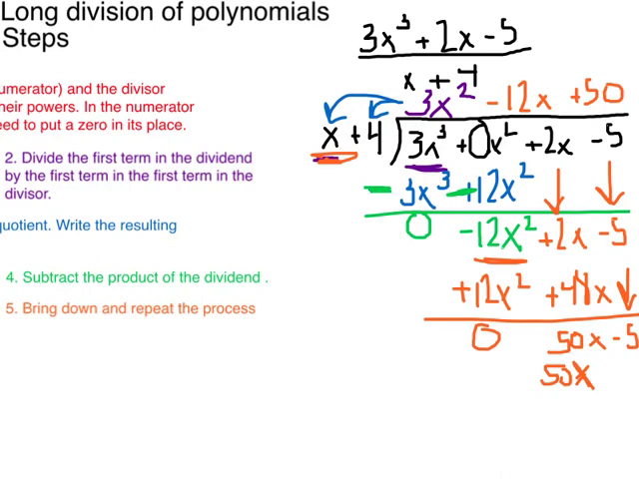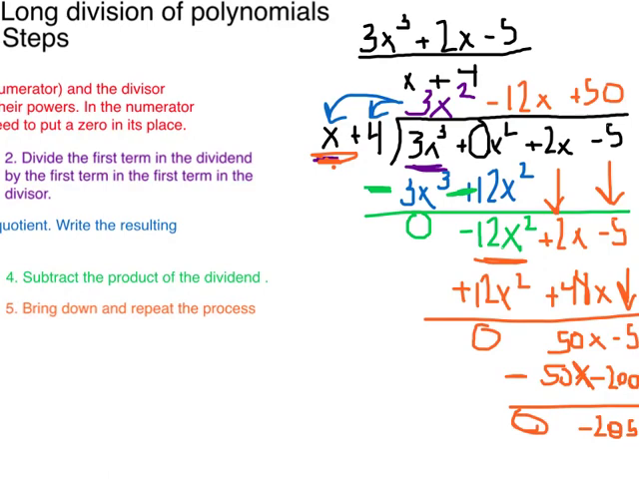And 50 times 4 is 200. We want to make sure that we subtract those, so I'm going to go minus and a minus. 50x minus 50x is 0. And negative 5 minus 200 is minus 205. Okay. I cannot divide x into 205, so we are done with the division process.